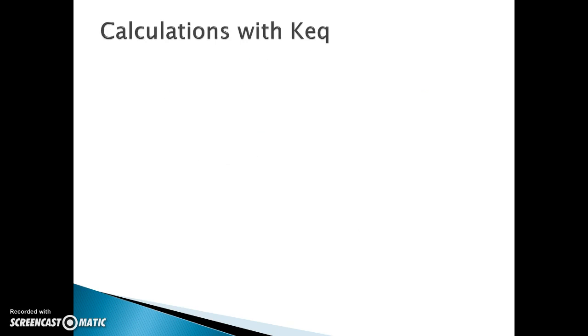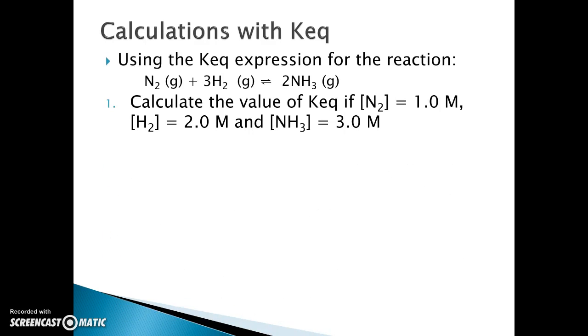Calculations with KEQ. There are 3 examples. I'm going to go through a couple of them for you. The first one: calculate the value of KEQ if the nitrogen concentration is 1 molar, the hydrogen concentration is 2 molar, and the NH3 is 3 molar. The first thing we want to do is write the equilibrium expression for this equation, and it's going to be NH3 squared over N2's concentration times H2's concentration cubed.